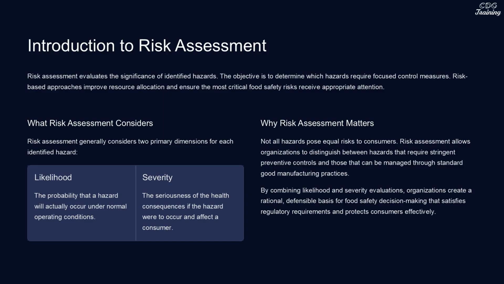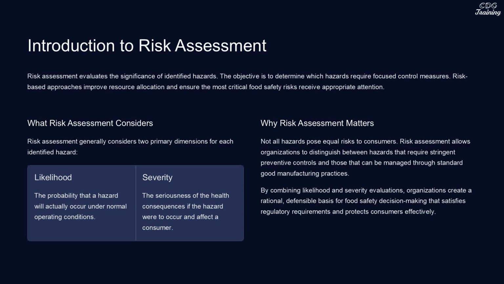Risk assessment generally considers two primary dimensions for each identified hazard: likelihood and severity. Likelihood refers to the probability that a hazard will occur under normal operating conditions. Severity refers to the seriousness of the consequences if the hazard were to occur and affect a consumer.